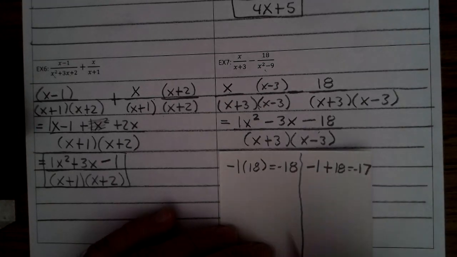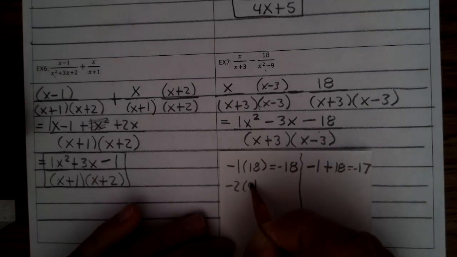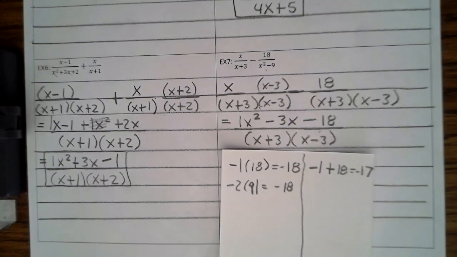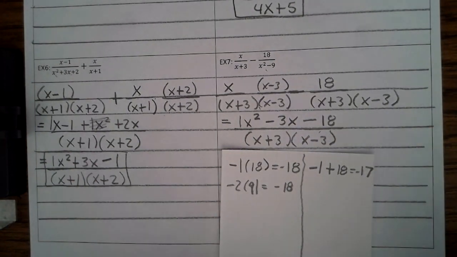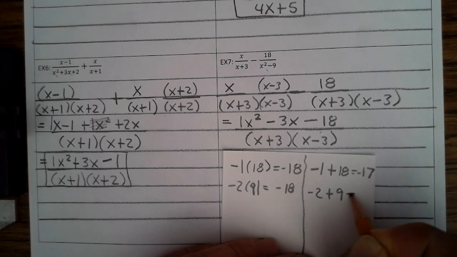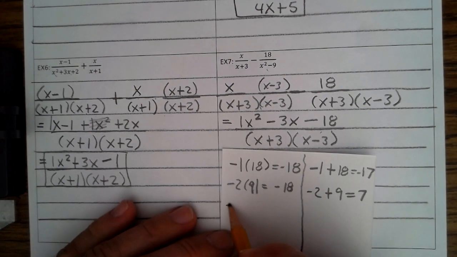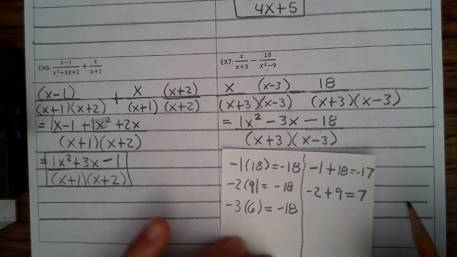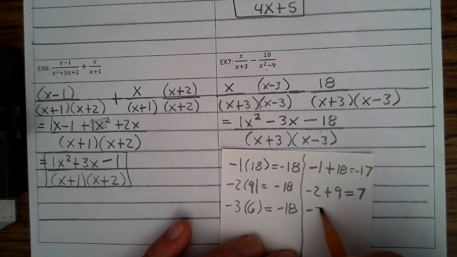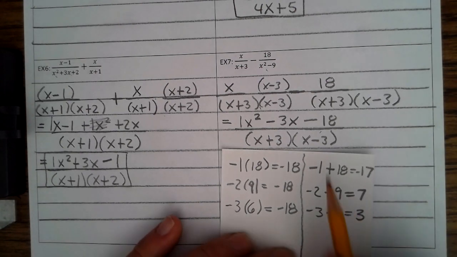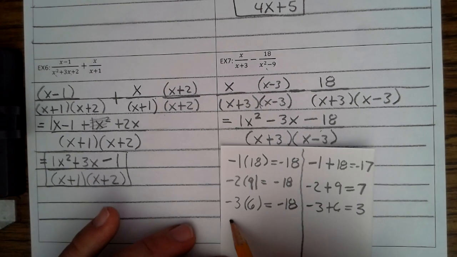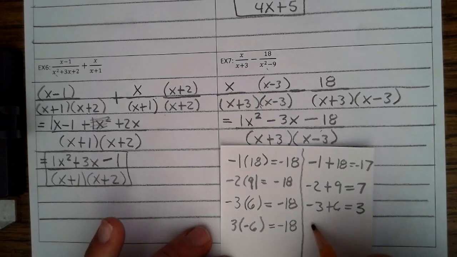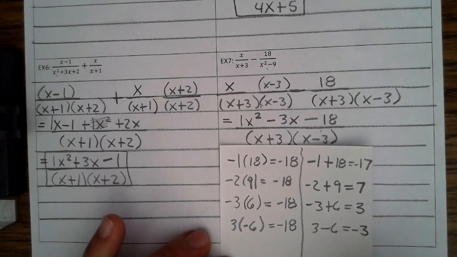Okay, negative 2 times 9 is negative 18. And negative 2 plus 9 is 7. That doesn't work. Negative 3 times 6 equals negative 18. Negative 3 plus 6 is 3. We have the 3, but it's the wrong sign, so you switch the sign. So 3 times negative 6 equals negative 18. And 3 minus 6 is negative 3. So our factors are x plus 3, x minus 6.